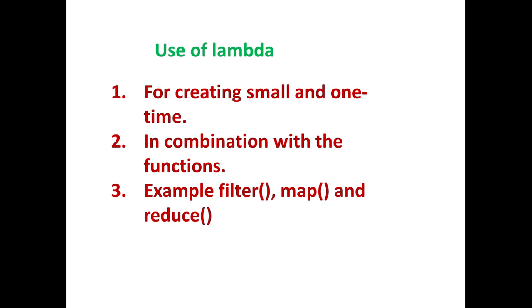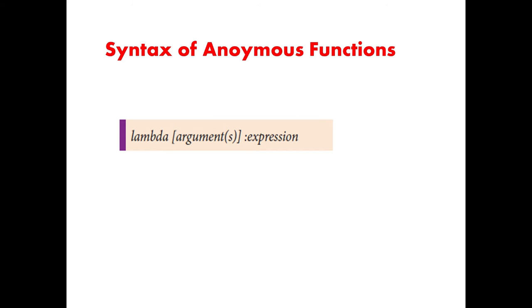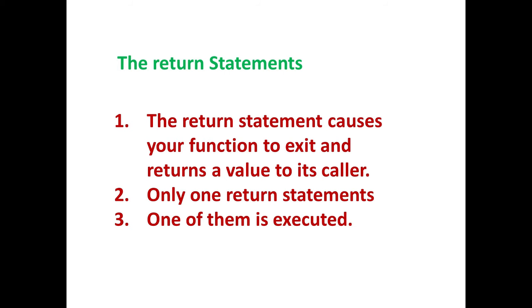Then what is the use of lambda? It's a 3-mark question. It is used for creating small, one-time functions, in combination with functions, for example filter, map and reduce. This is the use of lambda. I simply give it to you; you go through the book elaborately. And then the syntax of anonymous function: lambda argument: expression.